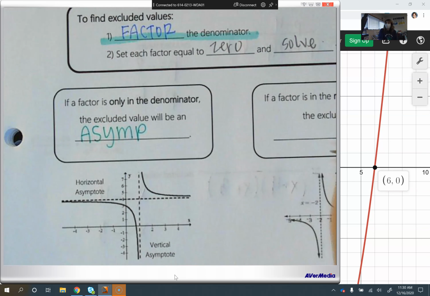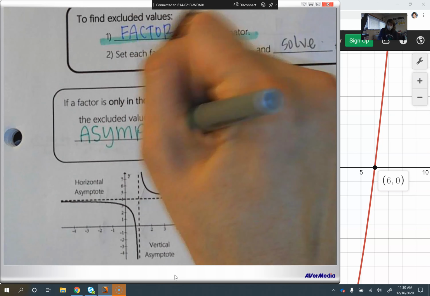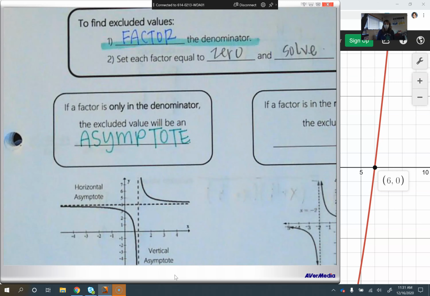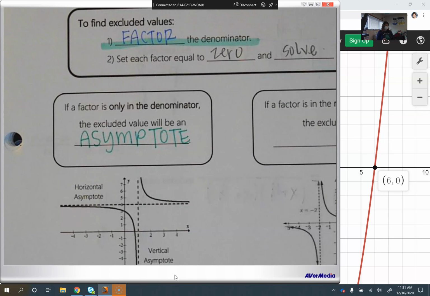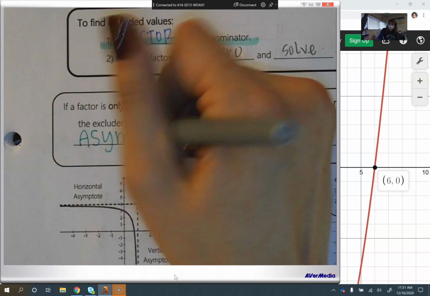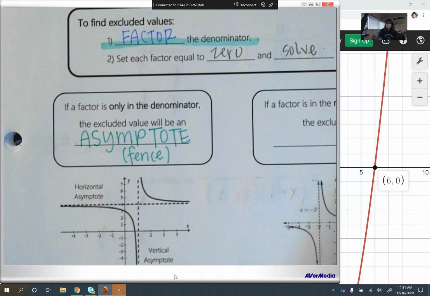With a P, even though you don't say the P. Asymptote. Nobody really says asymptote. An asymptote is like a fence. It's like a fence in your graph.